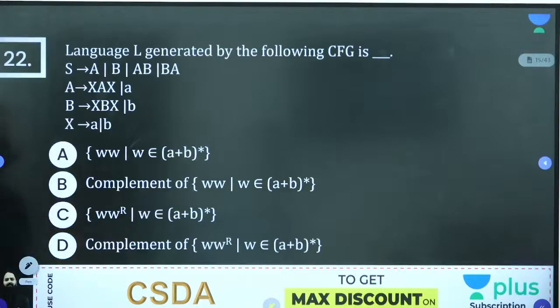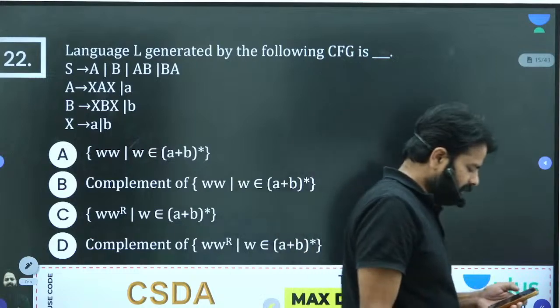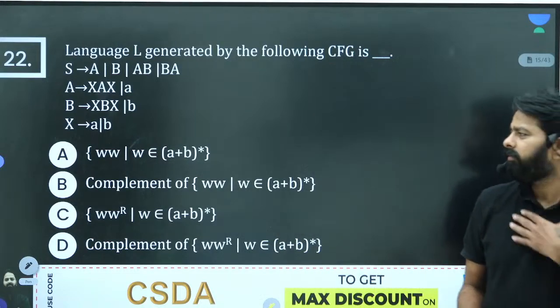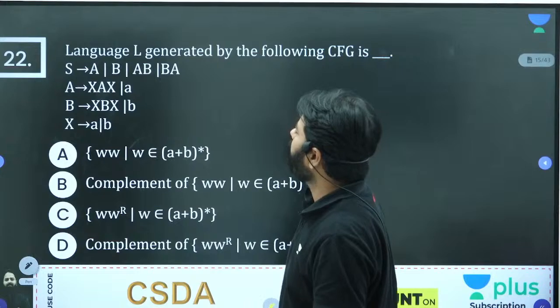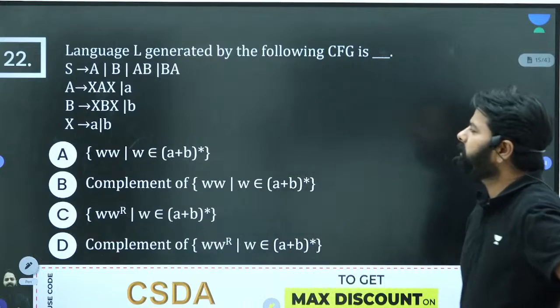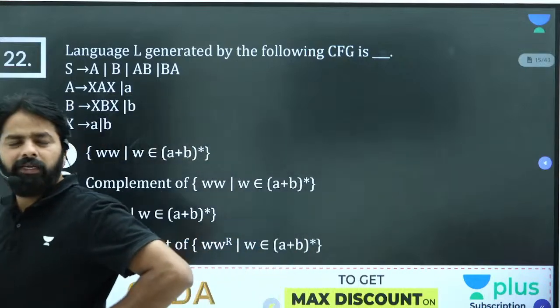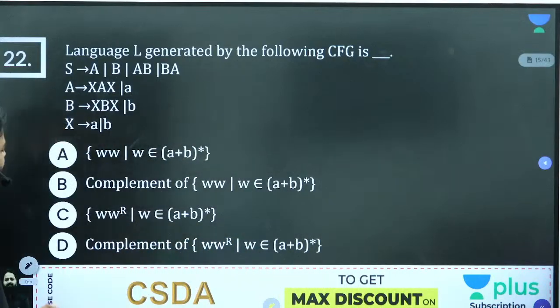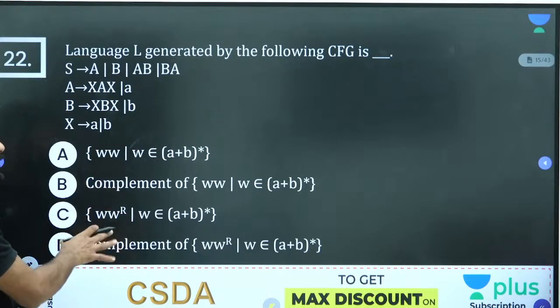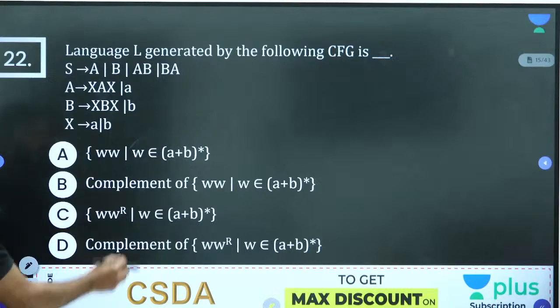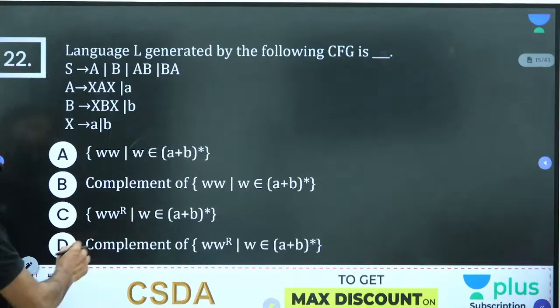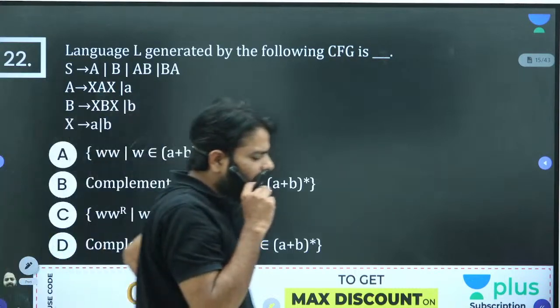Let's begin the first question, that is 22. I've given homework for this, right? Language L generated by the following CFG. Now it could be very difficult to write an expression for any of these languages, and some of them would be easy, but the complement of WW, the complement of WW power R, would be very difficult to write an expression for. But what you can do, when somebody gives a context free grammar, is easily match it with the corresponding language.